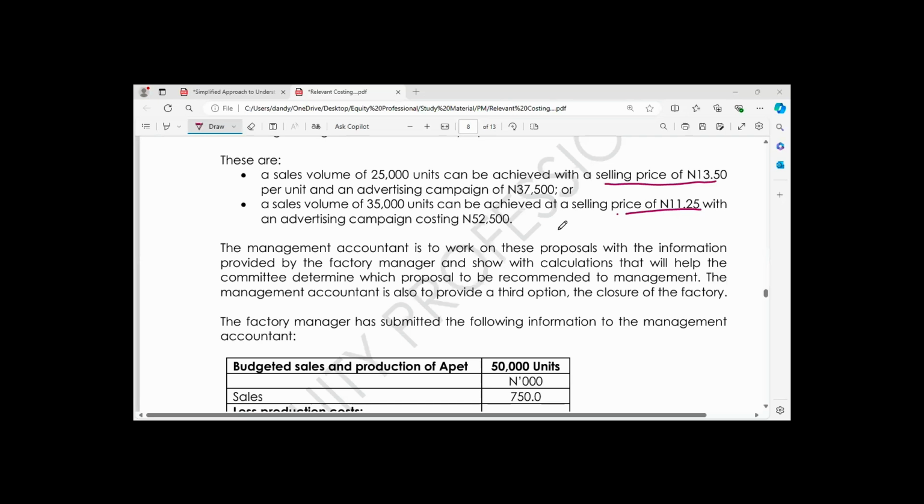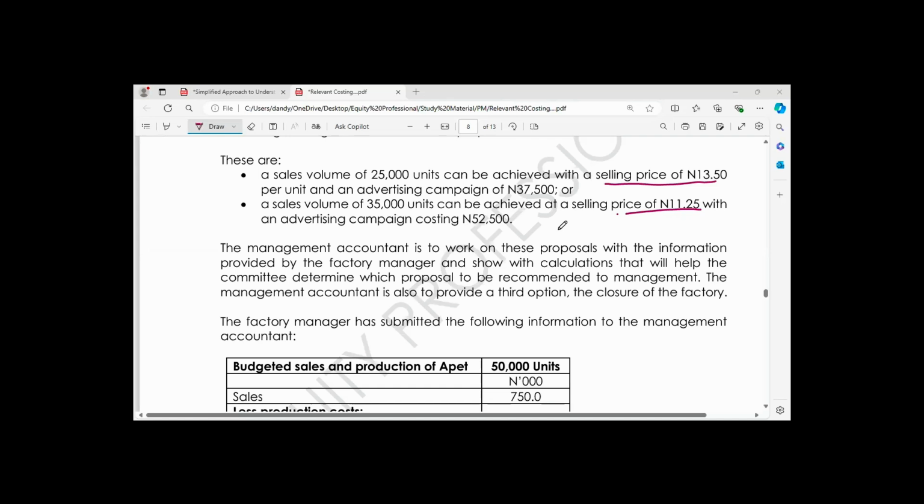Another important thing you need to take into consideration in this question is that it has to do with decision making, okay? Because the company wants to know whether they should reduce production to 25,000 units, 35,000 units, or even shut down. So there is a decision to be made. Whenever you have anything that has to do with decision making, you need the principle, the technique, the concept of marginal costing technique.